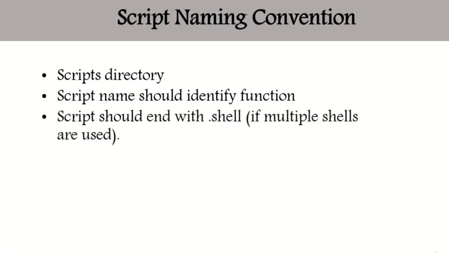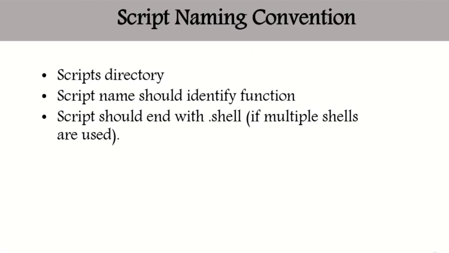And the script should end with a shell extension. So if you are using bash shell, then I would say write the name of the script followed by .bash. Now I usually follow this rule when I am creating multiple shell scripts. Meaning, if you are creating shell scripts in Korn shell, C shell, Perl, or Bash, then you need to have the extension at the end, which is .sh, .ksh for Korn shell. So these are the three basic standards that you should have.